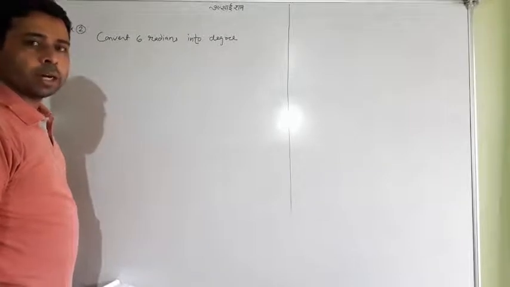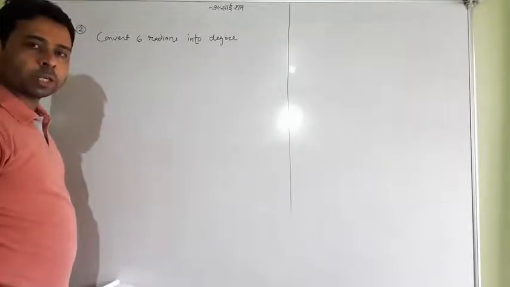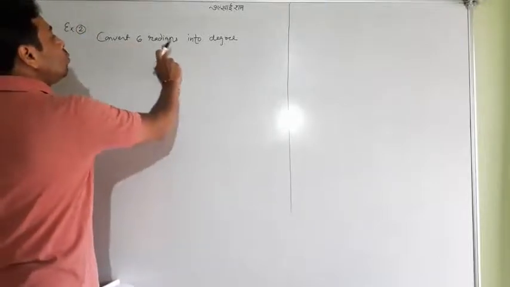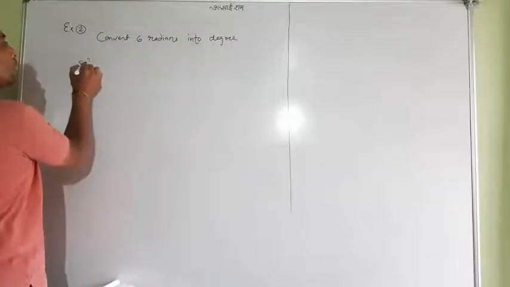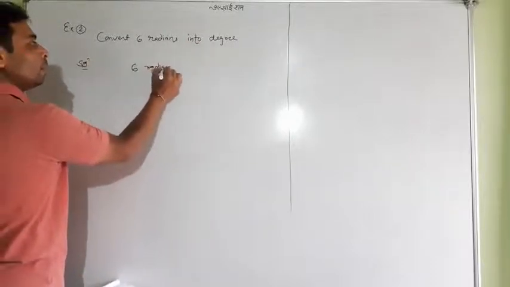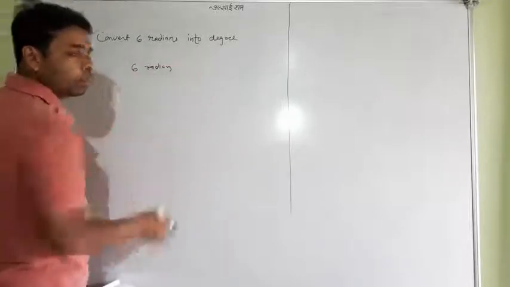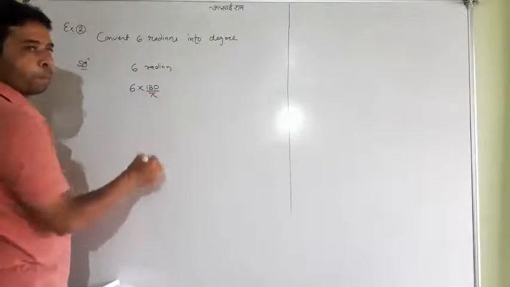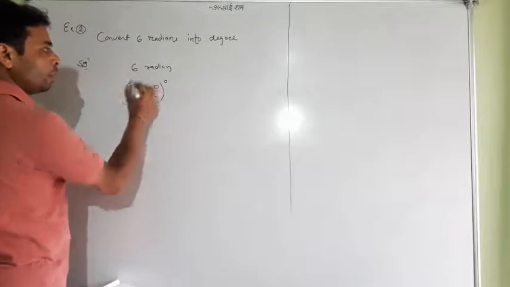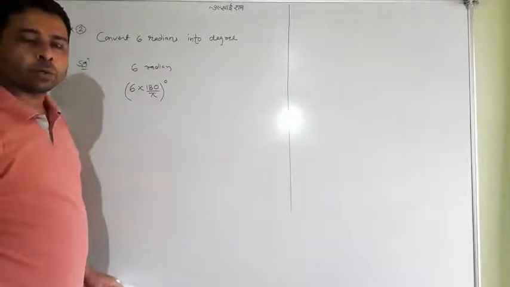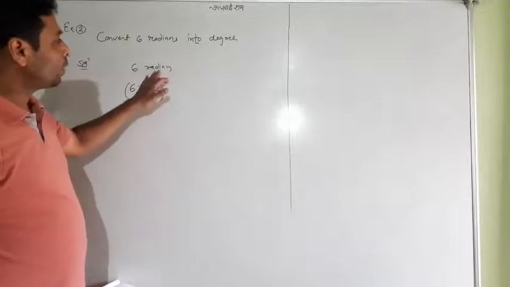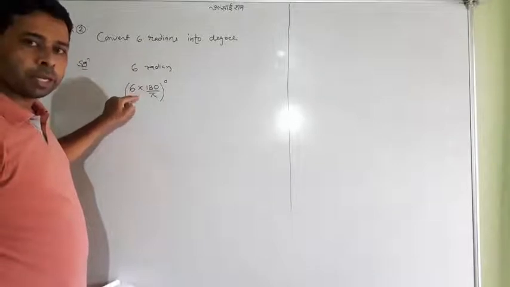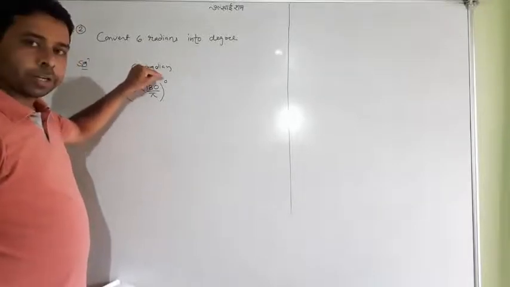As I taught you yesterday, the small trick, you understand the small trick I taught you. In that I told you, if you want to turn radians into degrees, what will you write? 6 radian. You will write 6 into 180 upon pi. Now it has become degrees. That's the very simple trick that I discussed yesterday: whenever you convert radians into degrees, you just need to multiply by 180 by pi.